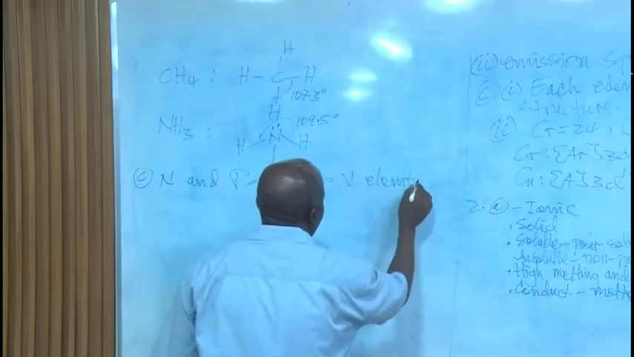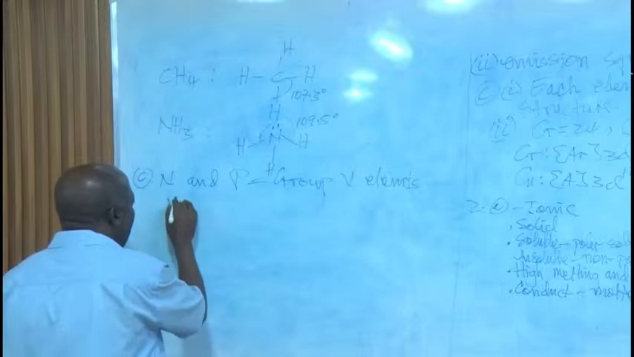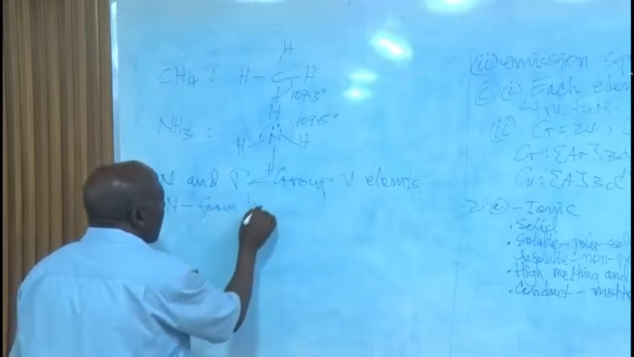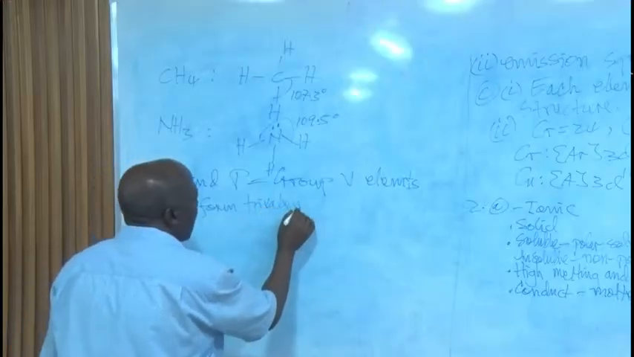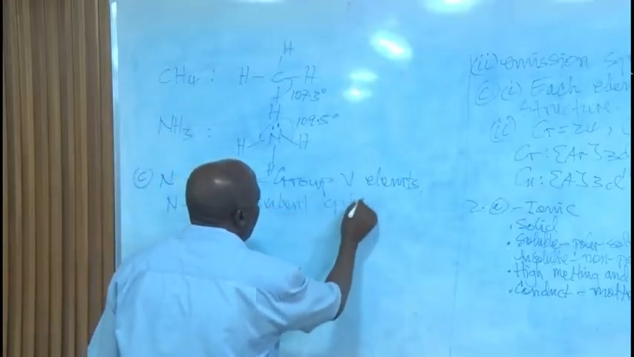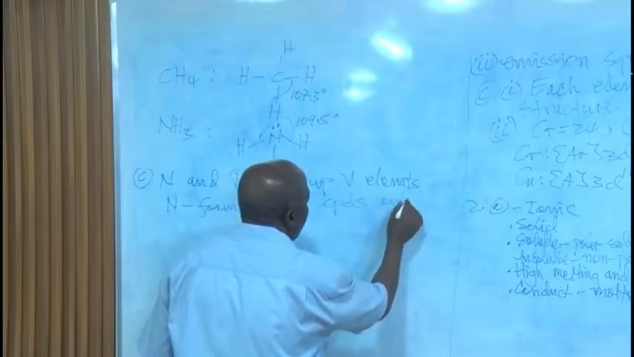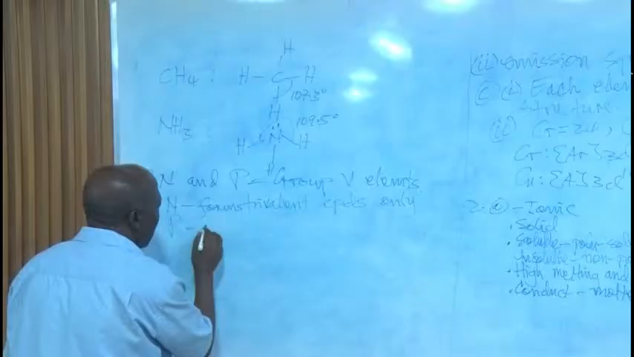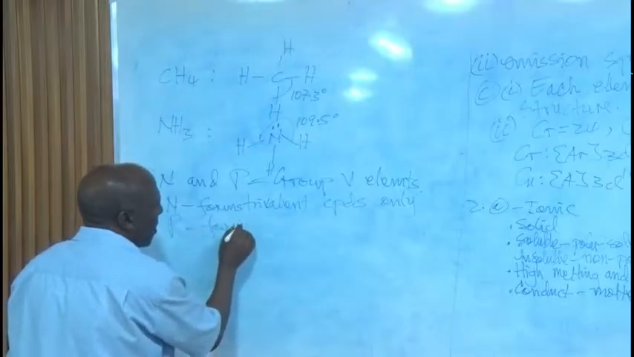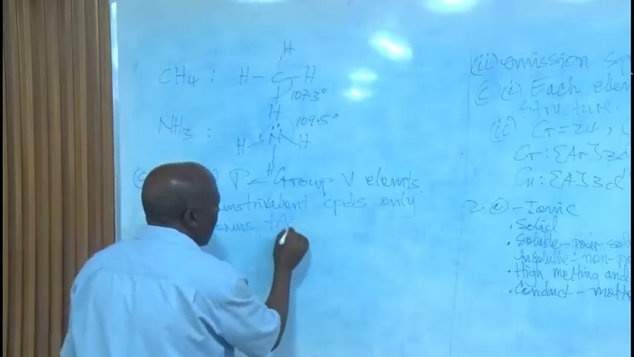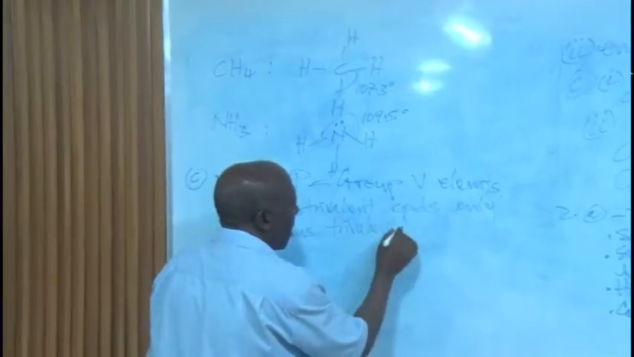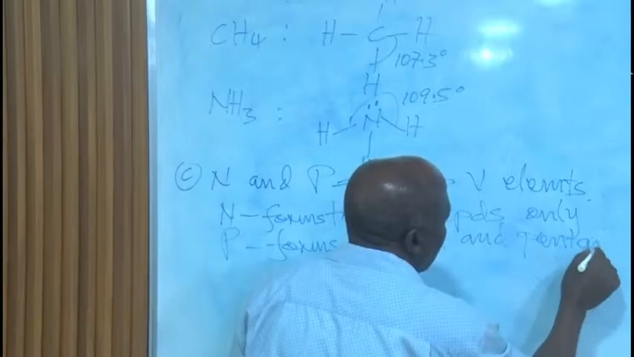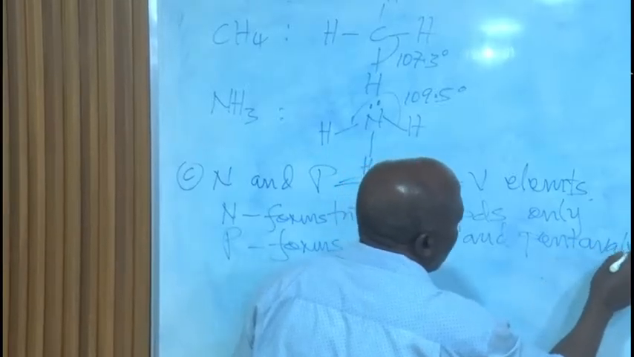But nitrogen forms trivalent compounds only, while phosphorus forms trivalent and pentavalent compounds.